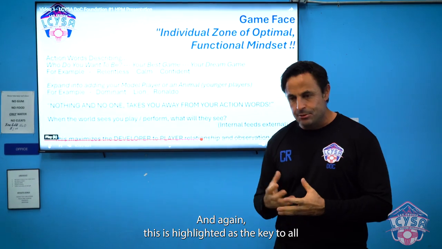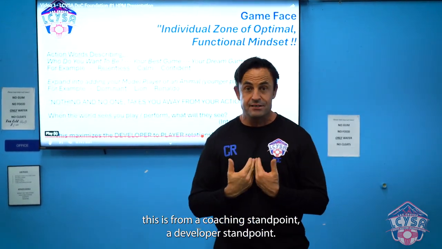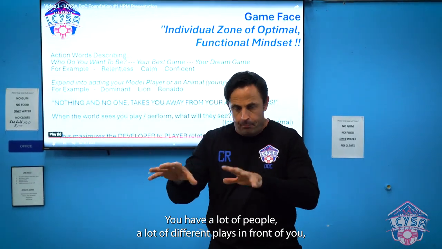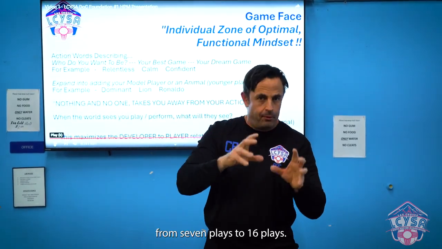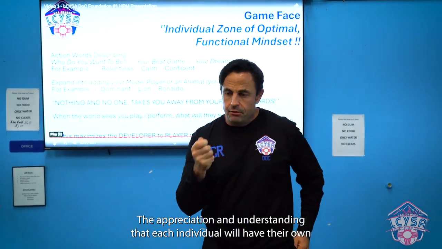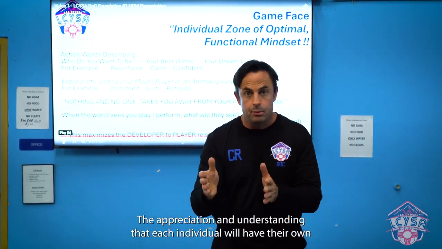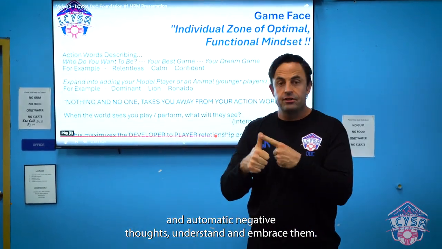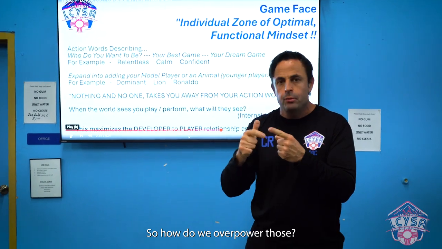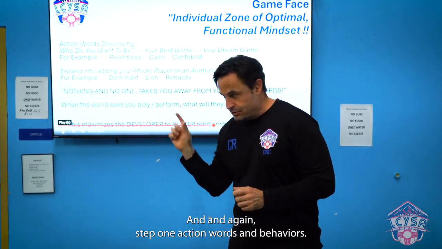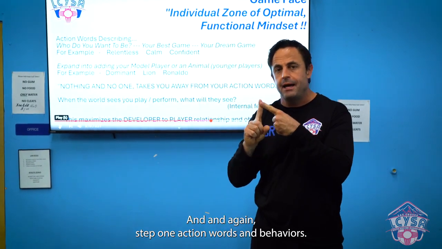And again, as it highlights, the key to all this from a coaching standpoint, a developer standpoint, is that you have a lot of different players in front of you, from 7 players to 16 players. The appreciation and understanding that each individual will have their own ANTs, automatic negative thoughts, understanding to embrace them. So how do we overpower those ANTs? And again, step 1, action words and behaviors.